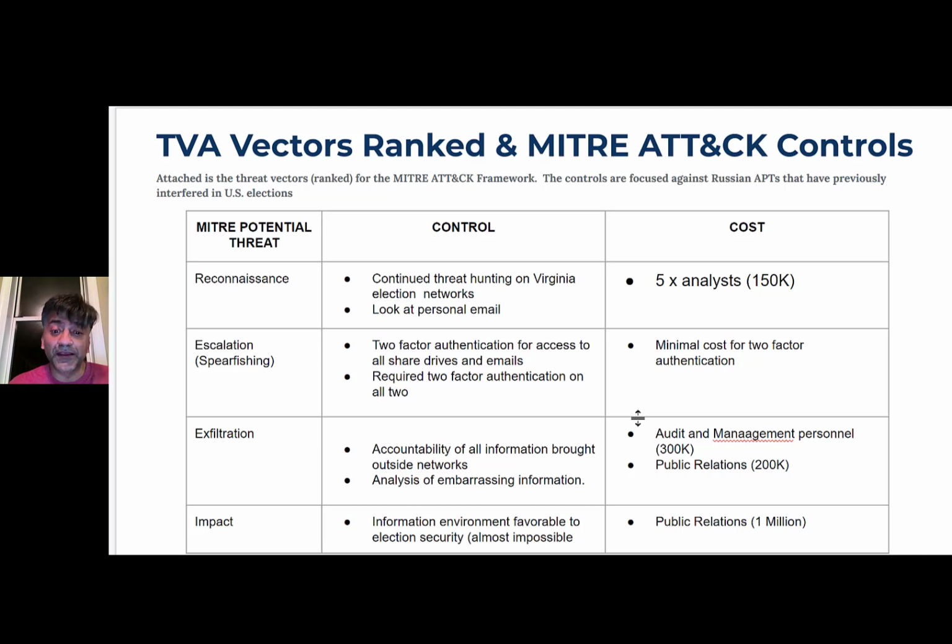And then finally, impact. This is almost impossible to do from the Virginia elections perspective. This is shaping the information environment so that these thoughts of voter intimidation or voter integrity don't get put in the mainstream. Probably beyond what Virginia election can do. But I will say, if there's an incident, we're talking about a public relations disaster, $1 million minimum to clean it up. So that's the impact. That's for remediation after the fact.